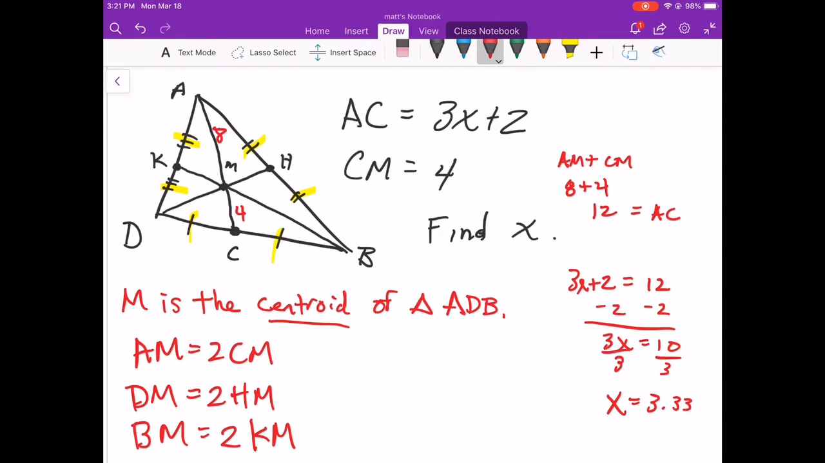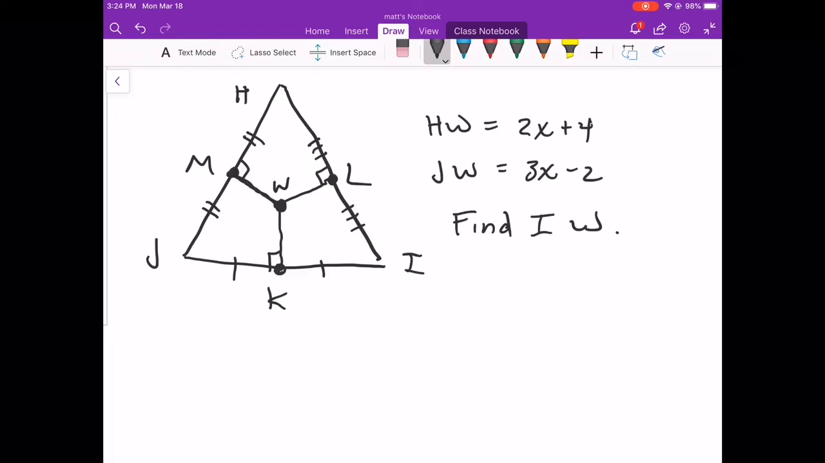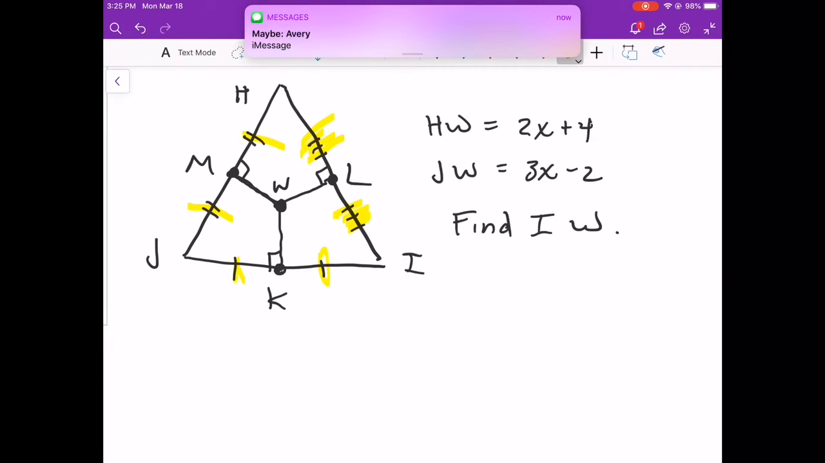Okay, our next example is this triangle HJI with W as that point of concurrency. So you take a look here and you see right angle marks, which makes you immediately think either a perpendicular bisector or an altitude. Those are our two things that have perpendicular relationships with the side of a triangle. And then these marks here, here, here, here, and here indicate that those sides have been bisected because those segments are congruent.